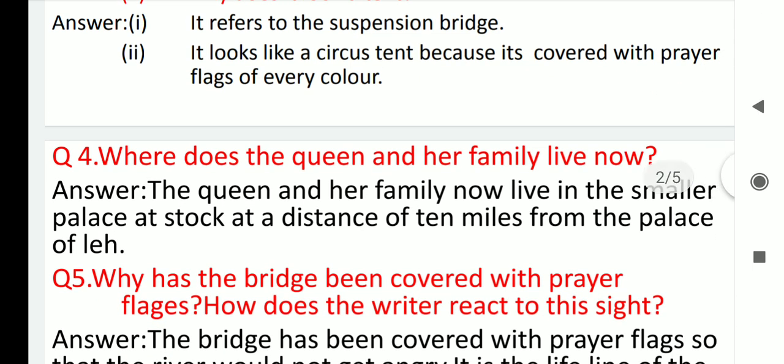Now question 4: where do the queen and her family live now? The queen and her family now live in the smaller palace at Stok, at a distance of 10 miles from the palace of Leh, right?